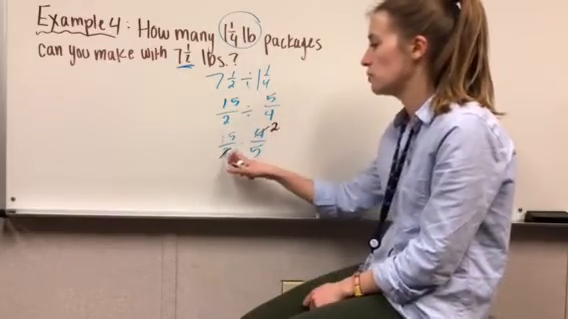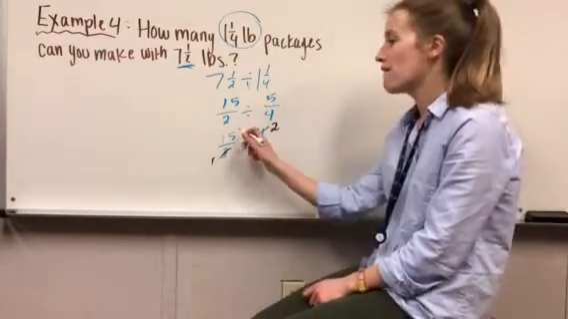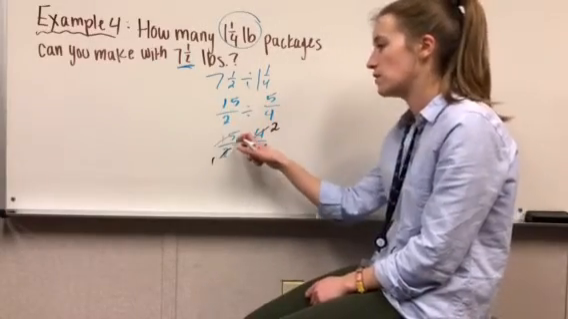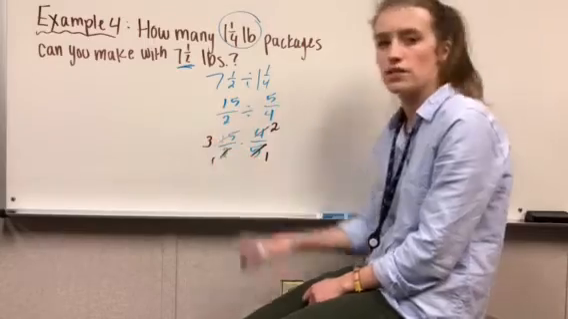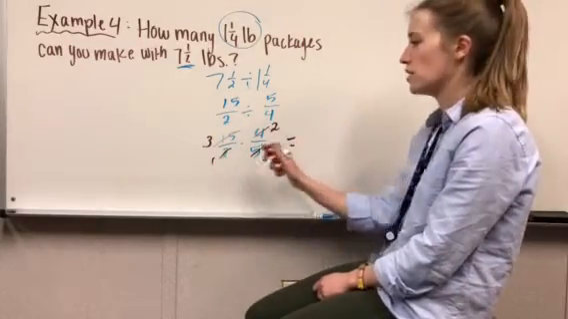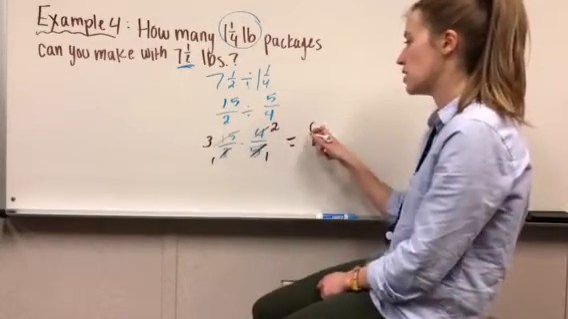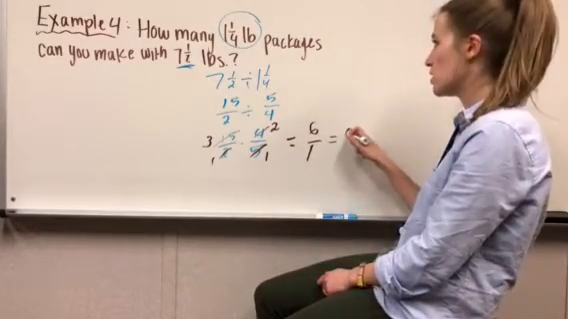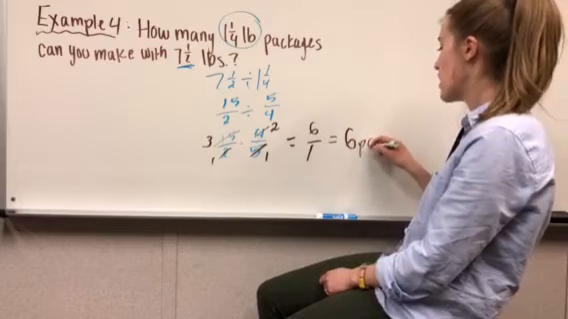4 divided by 2 is 2. 2 divided by 2 is 1. 15 and 5 also have a common factor. 5 divided by 5 is 1. 15 divided by 5 is 3. So now our final answer is 3 times 2 is 6. 1 times 1 is 1. 6 divided by 1 is 6 packages.